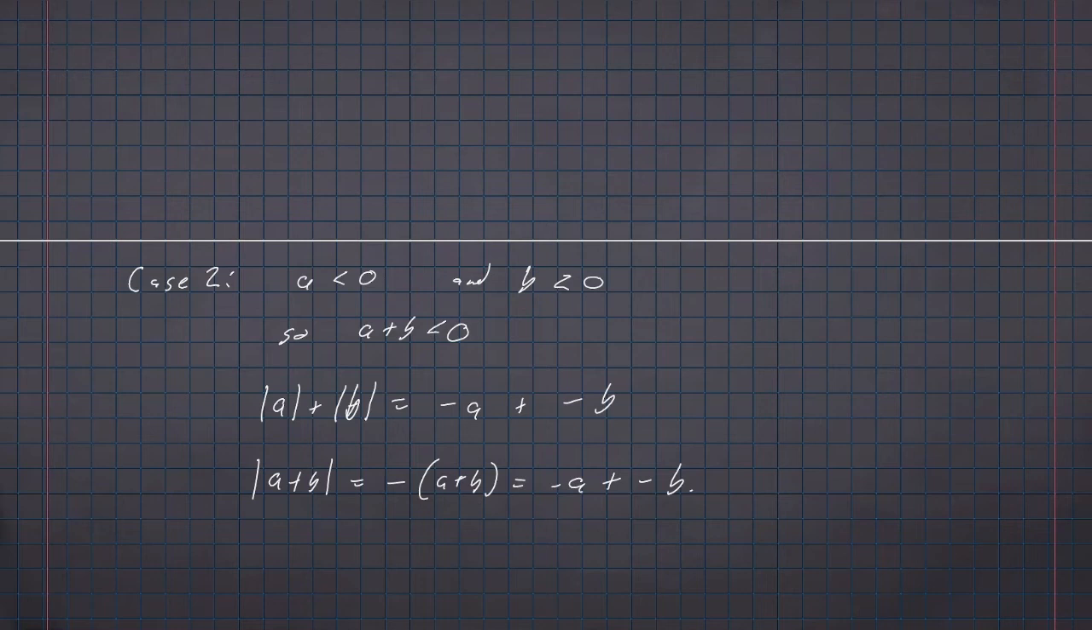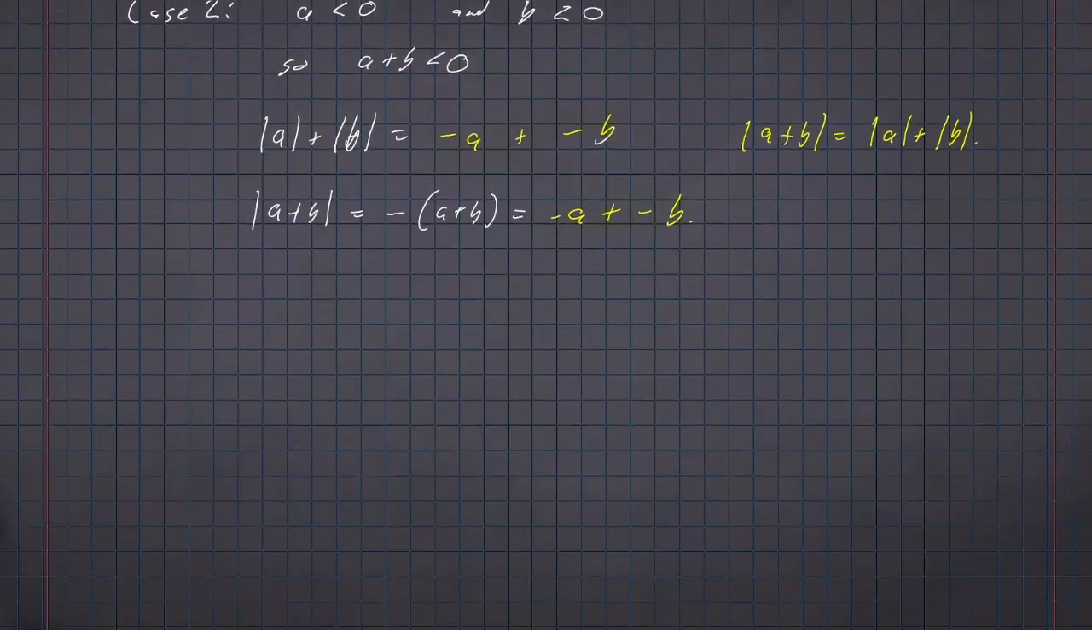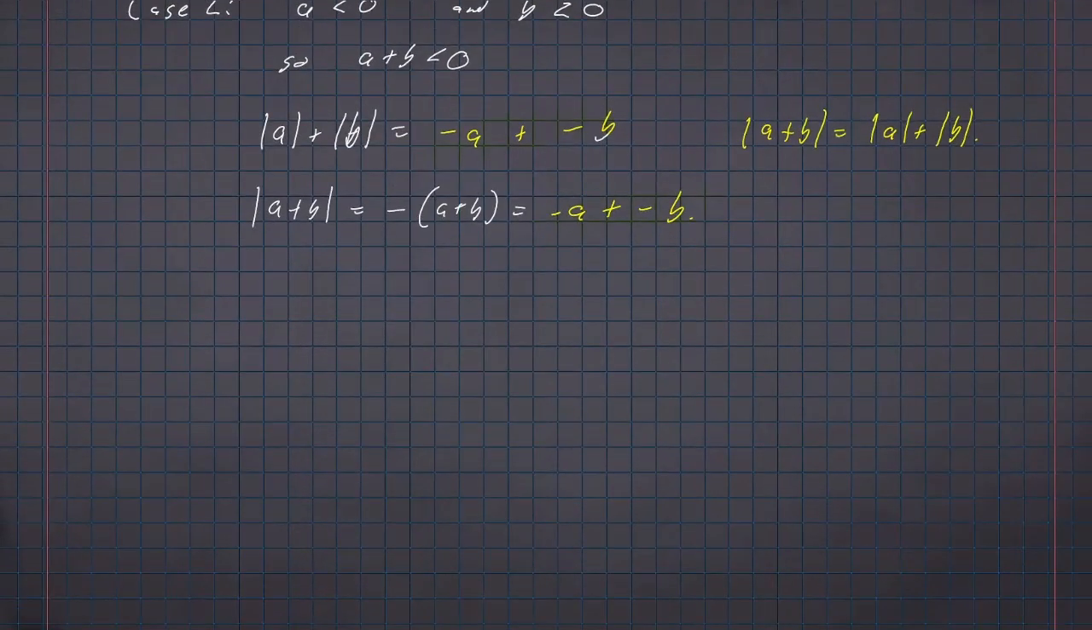Once again, we have both of these expressions coming to be the same thing, which means that it must be the case that absolute value of A plus B is the same thing as the absolute value of A plus the absolute value of B. All right, on to the next case.